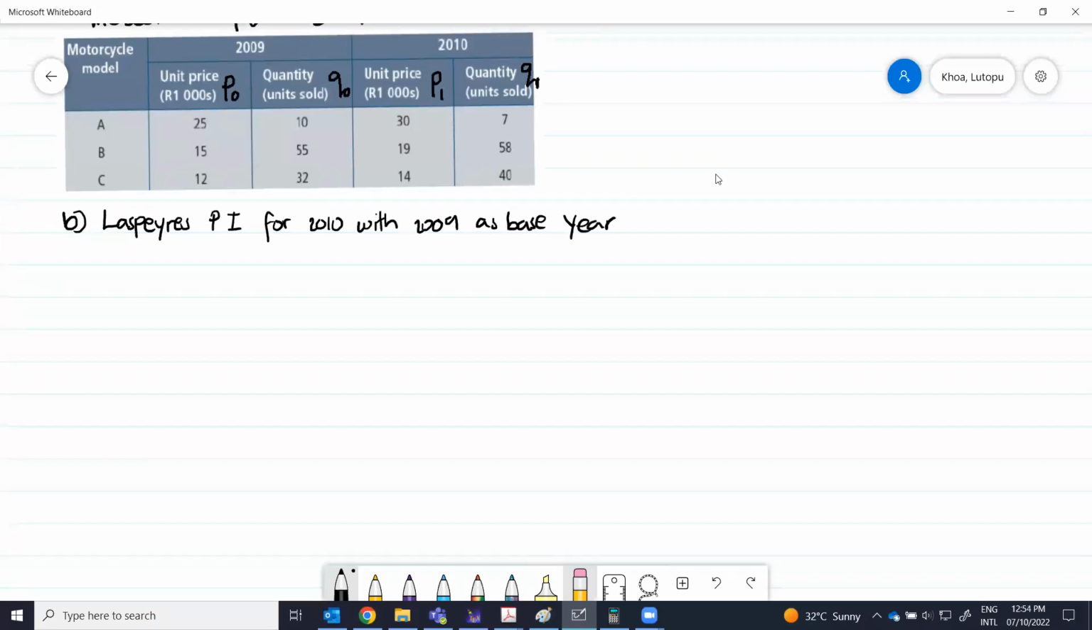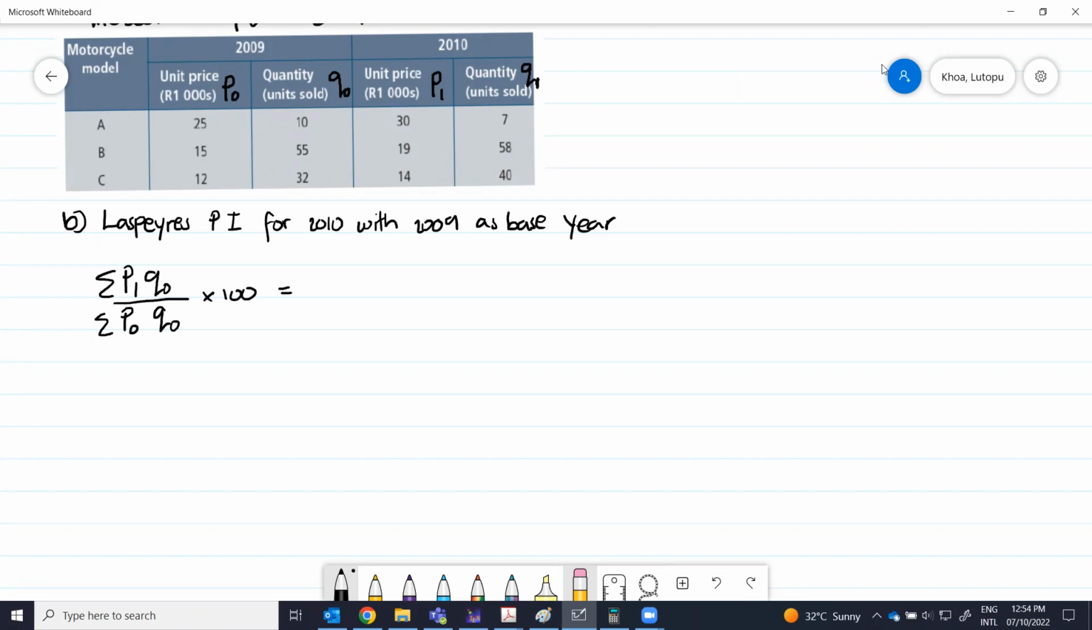Okay, so this is the second question. We have to work out the Laspeyres price index for 2010, and 2009 is our base year. So we're working out the price index. We know that it is the current price over the base year price. And just remember with Laspeyres, you are keeping the quantities of the base year. So this is Q naught, summation. Then you multiply this by 100.